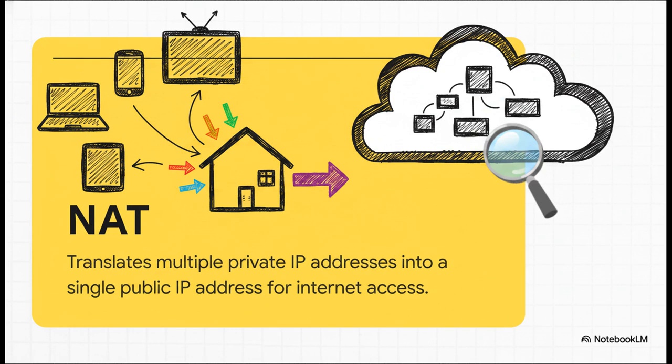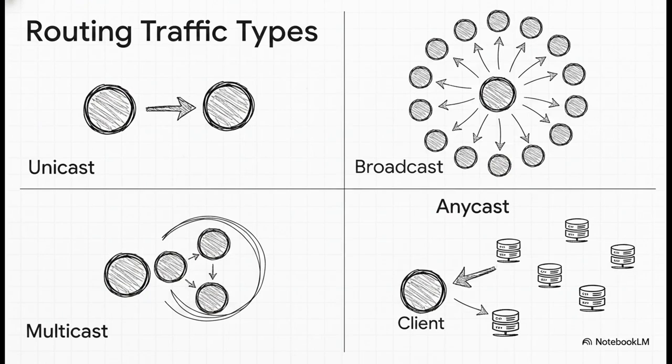It's an incredible space saver. And how does that traffic actually flow? Well, there are 4 main ways a packet can be addressed. Unicast is a one-to-one conversation, like you loading a web page. Broadcast is one-to-all on a local network, kind of like shouting to everyone in the room. Multicast is one-to-many, sending data only to a specific group, which is exactly how live IPTV streaming works so efficiently.